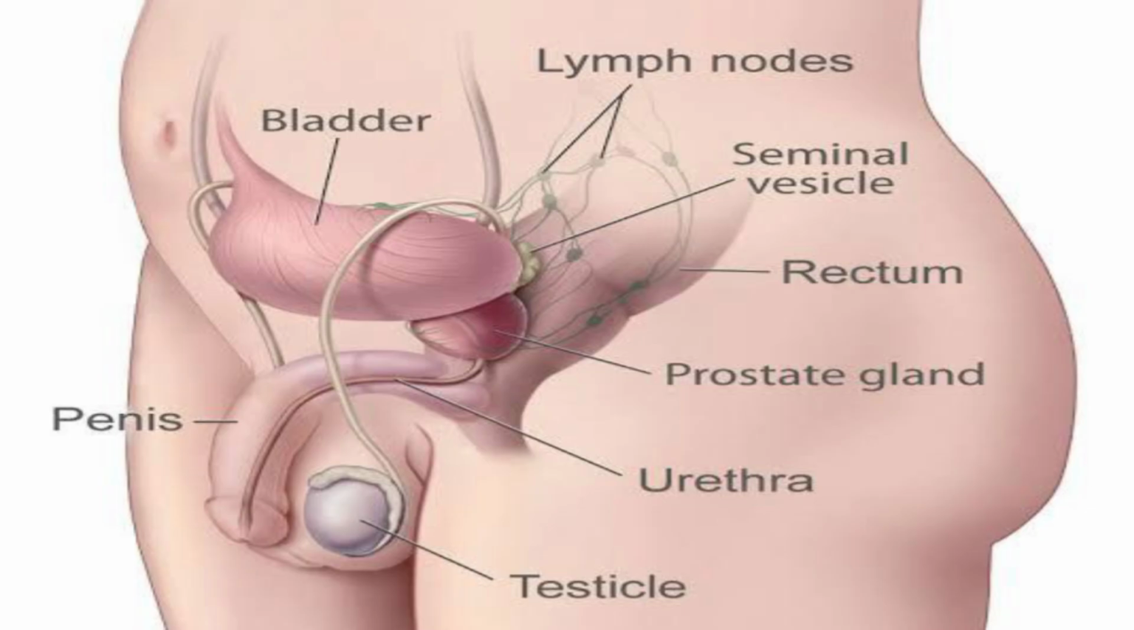So this picture is showing the location of the prostate gland. As you can see, it lies just below the bladder neck and above the external urethral sphincter, and behind it is the rectum's ampulla, through which the prostate gland is felt on digital rectal examination.